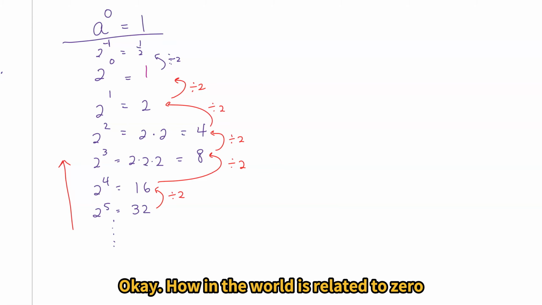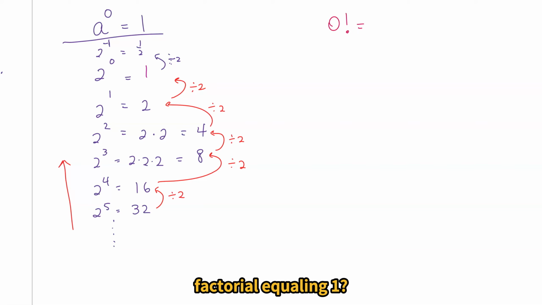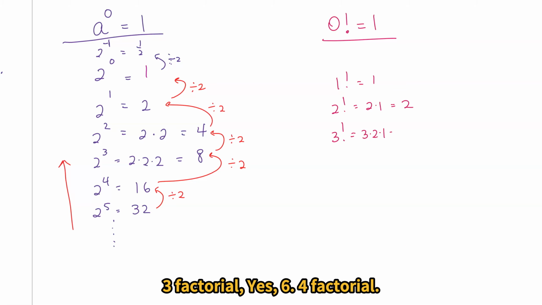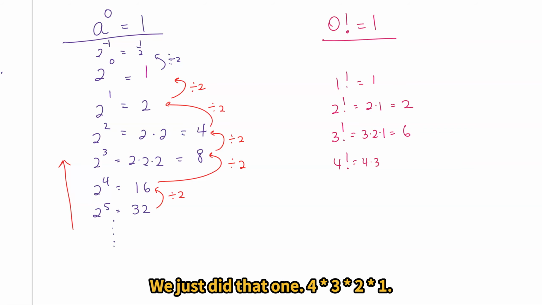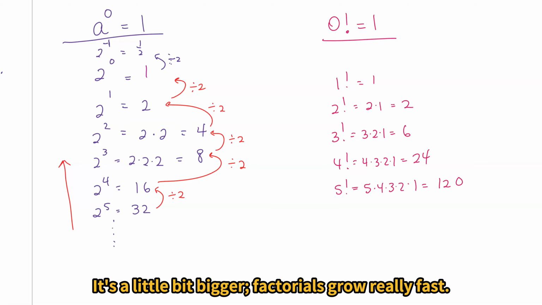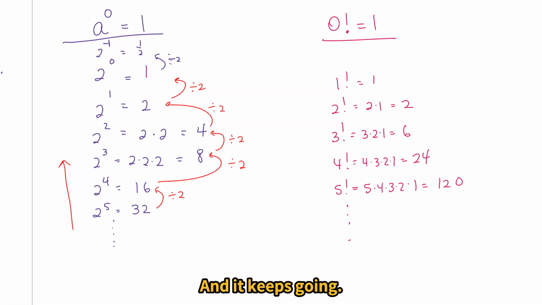Okay, now how in the world is this related to 0 factorial equaling 1? So let's start out with 1 factorial. 2 factorial is 2 times 1, which is 2. 3 factorial, yeah, 6. 4 factorial, we just did that one. 4 times 3 times 2 times 1. 5 factorial, it's a little bit bigger. Factorials grow really fast. And it keeps going.